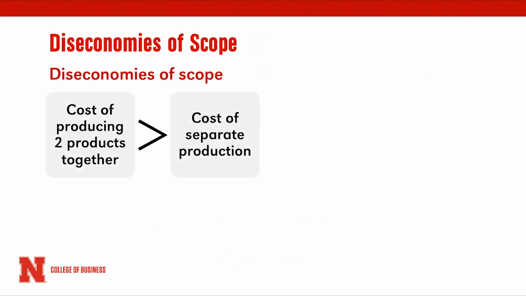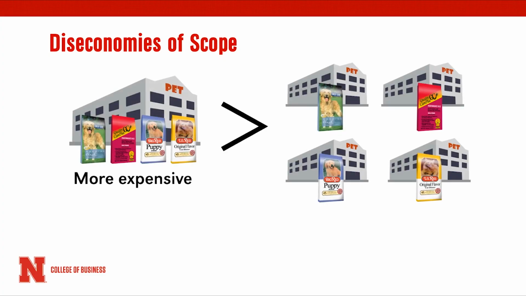So production can also exhibit diseconomies of scope when the cost of producing two products together is higher than producing them separately. This was true of the pet food company. Producing so many different products in one factory was much more expensive than producing each food in a different factory because of the cleanup costs, the setup costs, the machinery cleanup costs, and the transition times associated with producing each of the different pet food formulas.